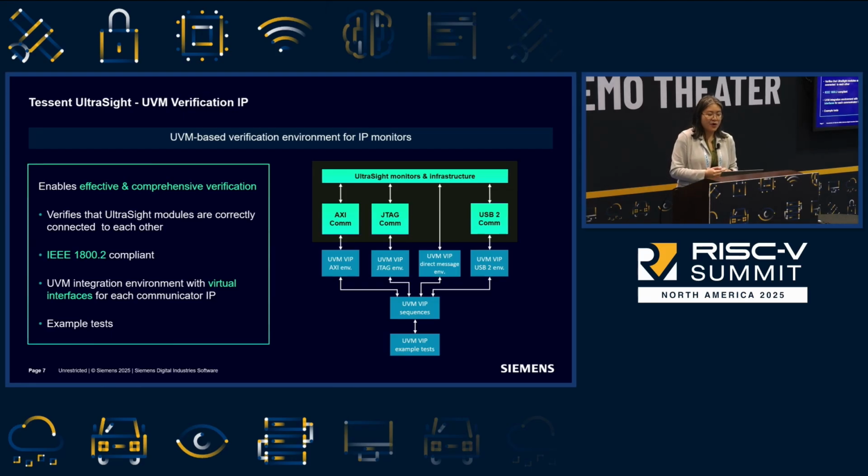As I mentioned before, we also provide a UVM verification IP for our IP monitors. And this really helps in terms of providing effective and comprehensive verification, whereby it helps the verification engineer verify that the UltraSight modules are correctly connected to each other. As I've mentioned before, it's IEEE compliant. The integration environment also comes with virtual interfaces and example tests as well.